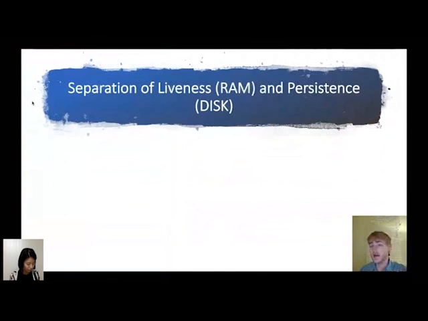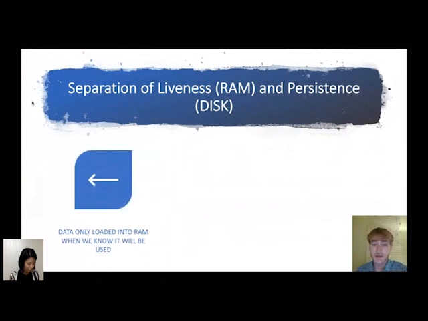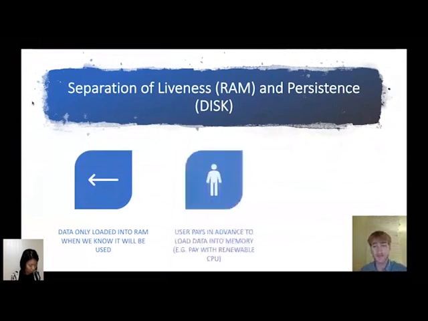In my proposal, the way to do this is to separate the two properties, to keep the notion of RAM and disk separate and not try to mix the two things up. So how do we do this? First of all, the only data that we allow to be loaded into RAM is when we know we're actually going to use it. How do we enforce that?